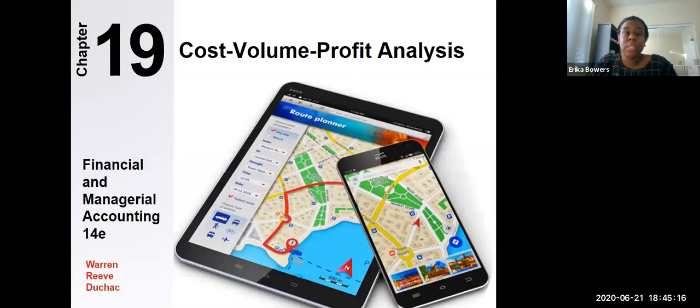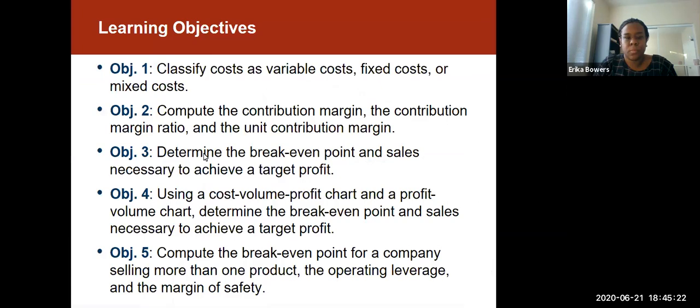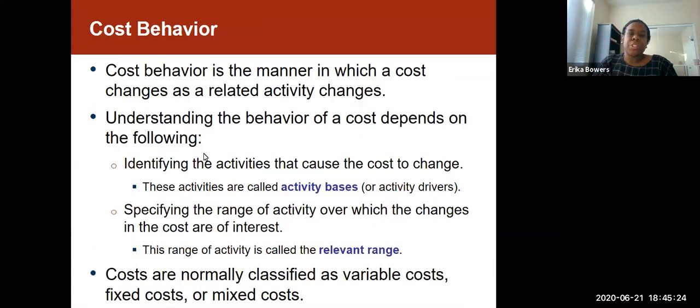Hi, so now we're looking at Chapter 19, Cost, Volume, Profit Analysis. In order to dive into this, we have to look at cost behavior. Cost behavior is the manner in which a cost changes as a related activity changes. And so we're going to look at what that means.